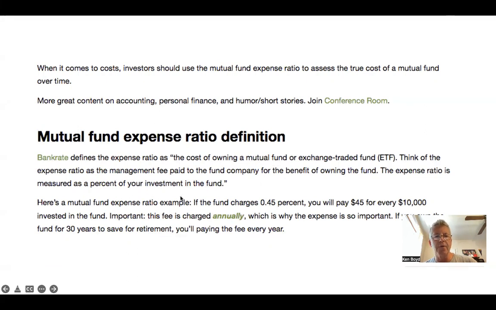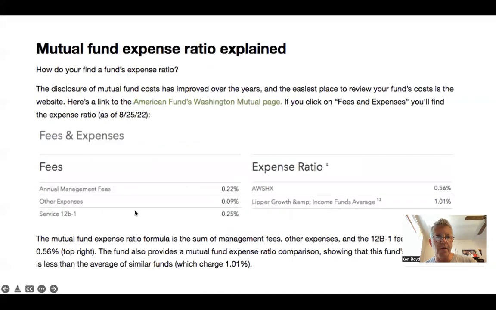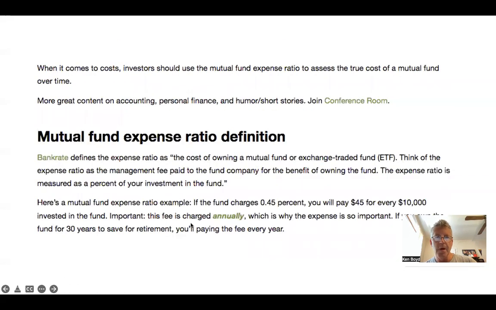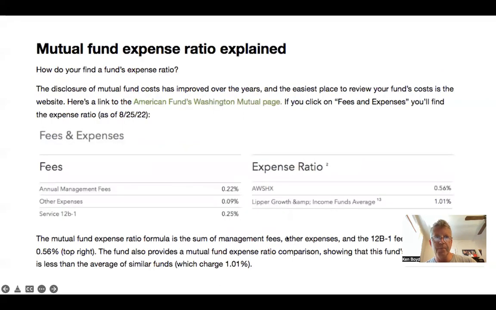So here's an example, the ratio. If the fund charges 0.45%, you'll pay $45 for every $10,000 invested in the fund. Now, what's important is this fee is charged annually. So if you own the fund for 30 years, you're paying a fee every year. So let's explain it a little further.